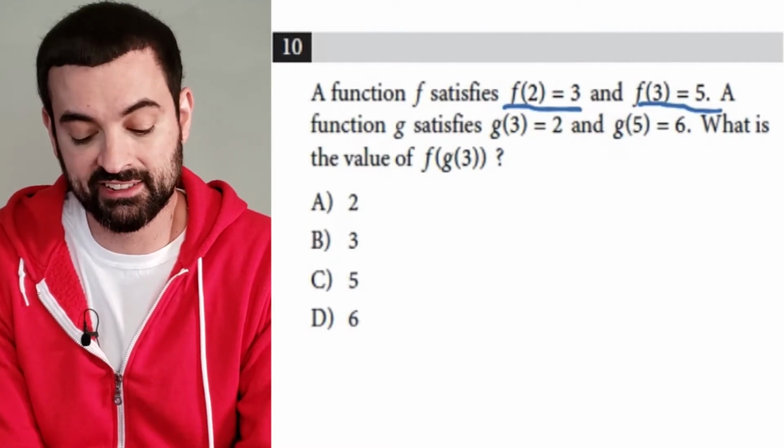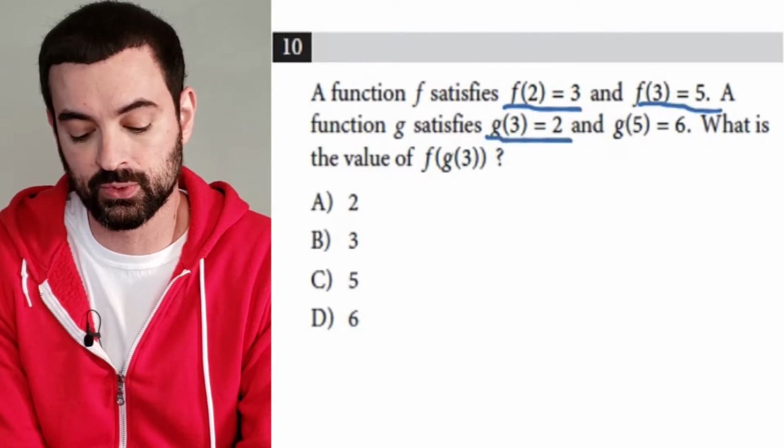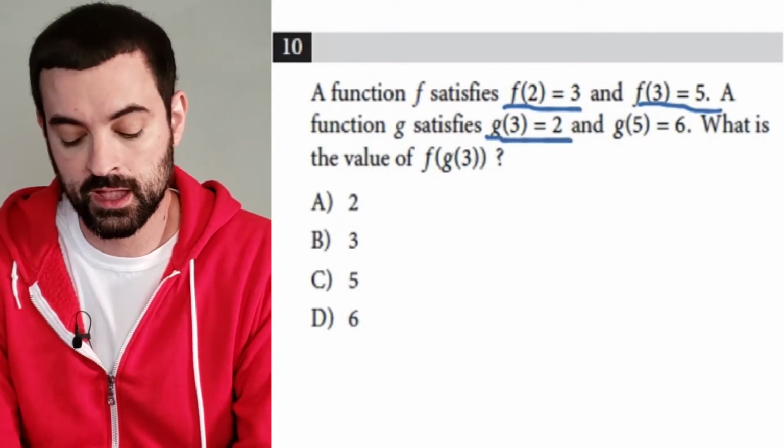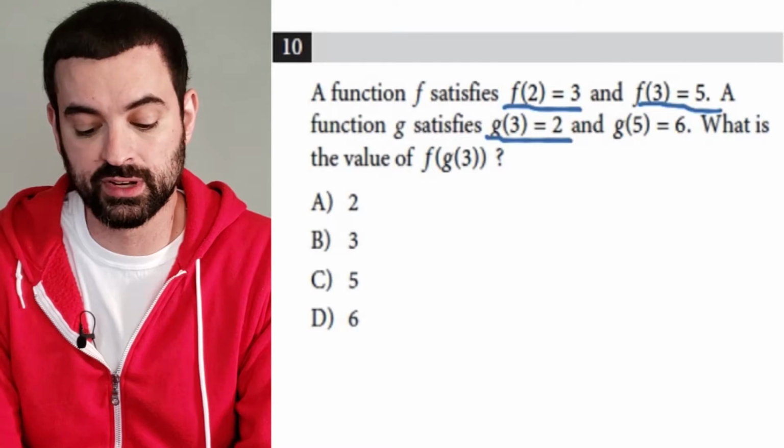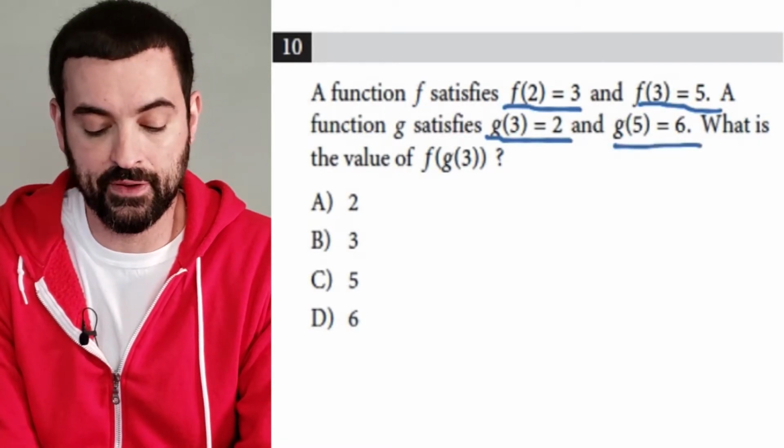A function g satisfies g of 3 equals 2. When your x is 3, your y is 2. G of 5 equals 6. When your x is 5, your y is 6. What is the value of f of g of 3?